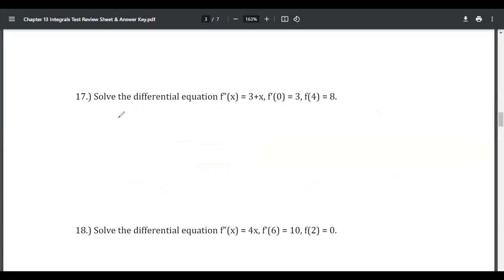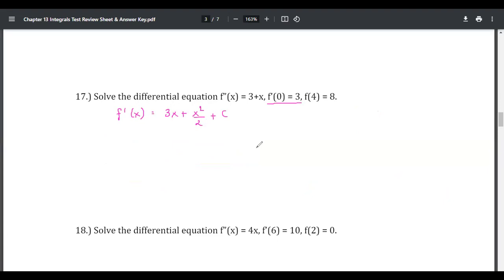Okay. Can you tell me the first derivative? First derivative, that is going to be 3x plus x squared over 2 plus c. Good. Use this condition.